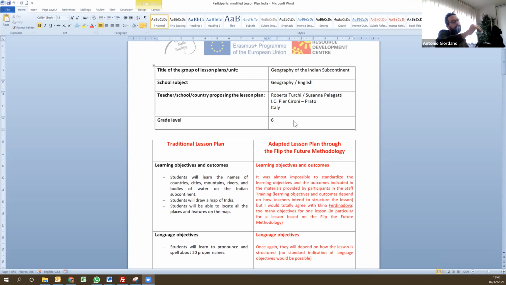So again, as within the learning objectives and outcomes, I received several suggestions by the teachers involved in this staff training. And obviously, the learning objectives and outcomes were more or less different from each other, because they depend on how each teacher wants to calibrate his or her lesson. So all of them are okay, but again, the suggestion is to divide one topic in subtopics, and then to manage each subtopic according to the methodology within the Flip the Future methodology.